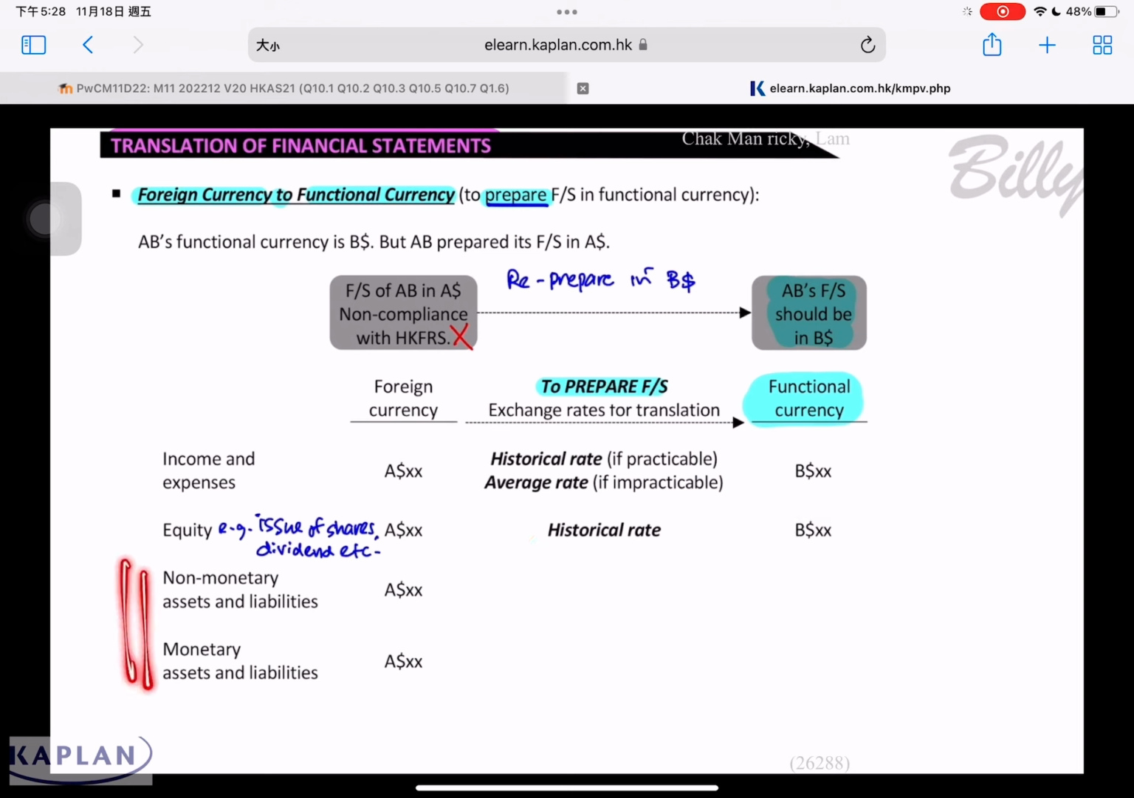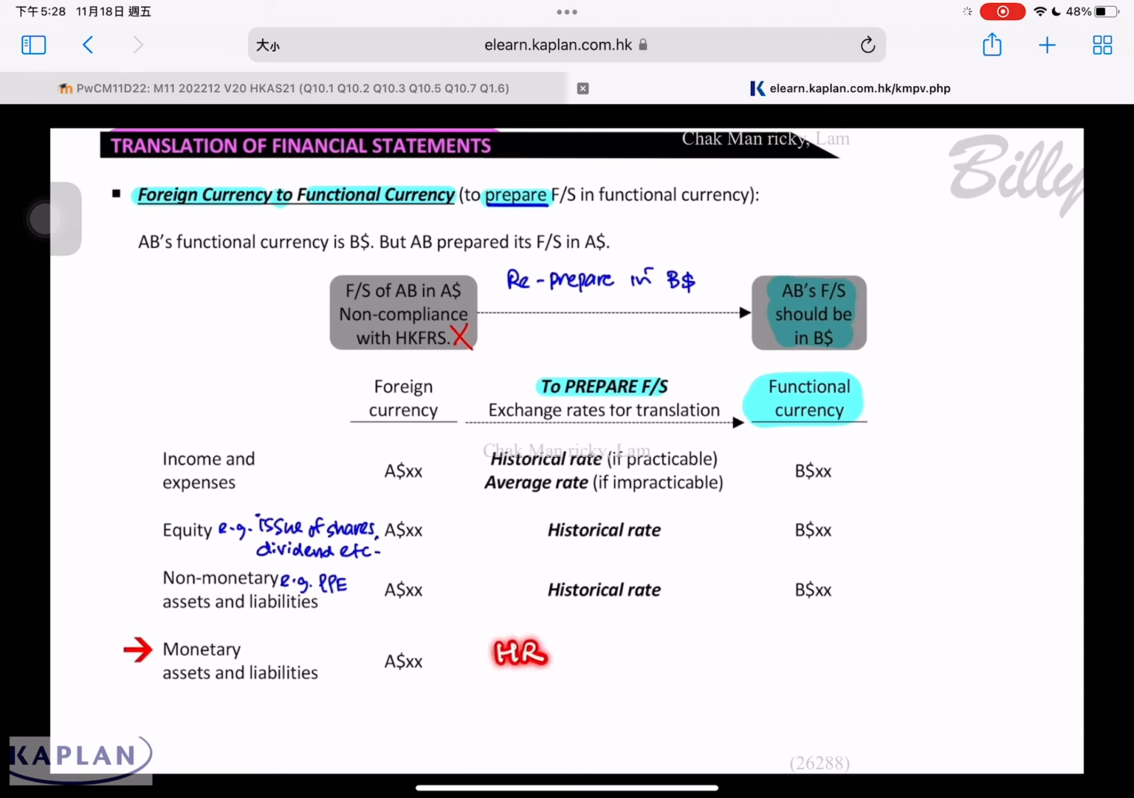For assets and liabilities, you must differentiate between non-monetary and monetary assets and liabilities. For non-monetary assets, for example a machine you purchased 3 years ago, you should know when you purchased it because you should have an assets register to keep track of the purchase so that you can depreciate the machine over its useful life. For non-monetary assets and liabilities, it's normally practical to use the historical rate because there are normally only a few transactions in a year.